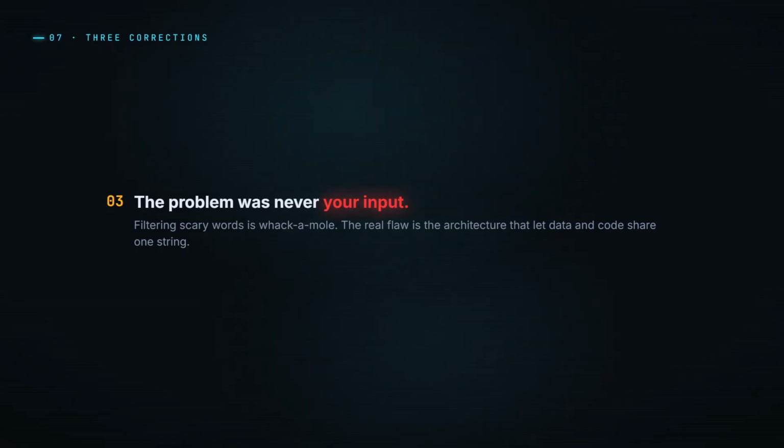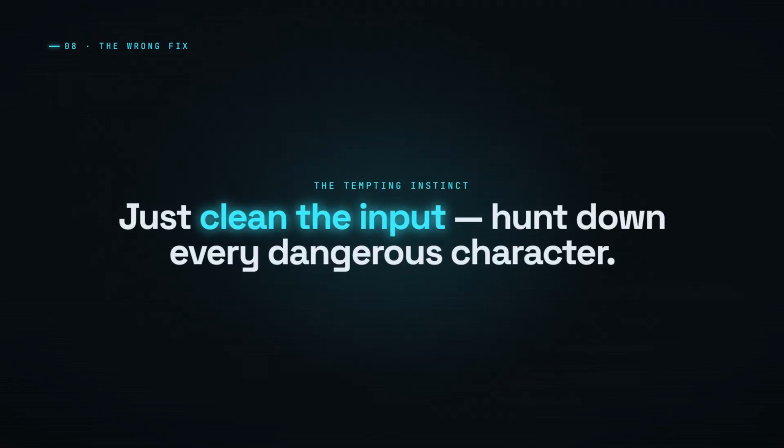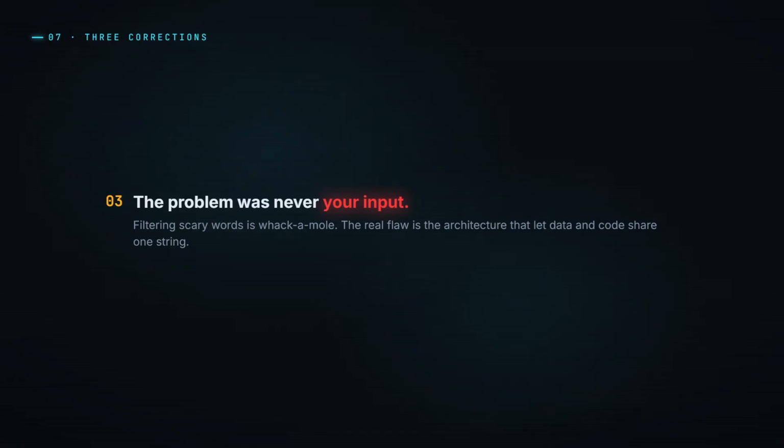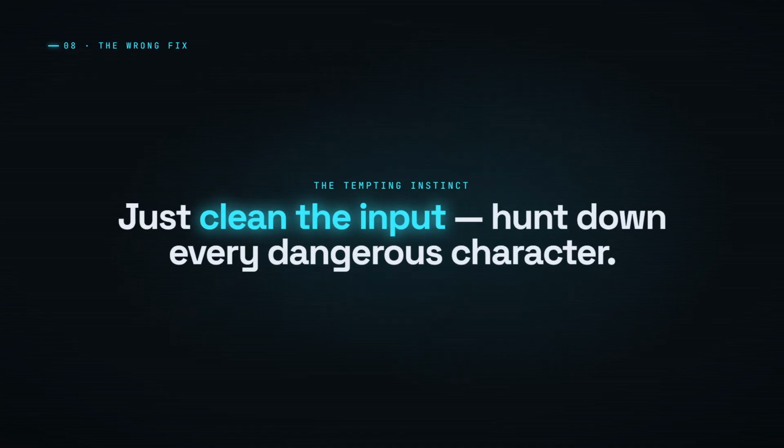Filtering out scary words is a losing game of whack-a-mole. The real problem is the architecture that let data and code share one string in the first place. Fix the architecture and the scary words stop mattering. So what is the wrong way to fix it? The tempting instinct is to clean the input. If a quote mark is dangerous, just hunt down every quote and neutralize it before building the string. This is called escaping, and here is the trap.